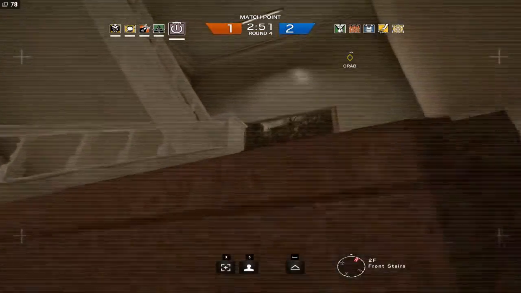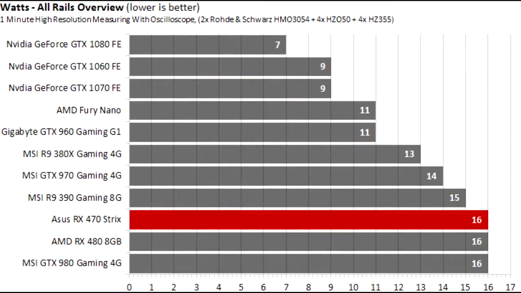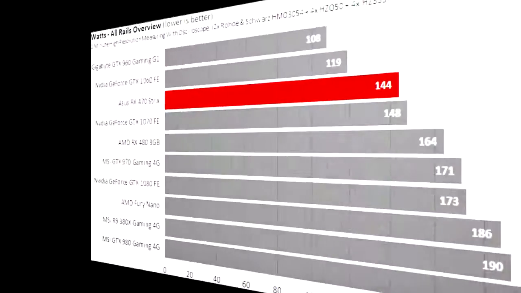Now let's take a look at the power consumption. The idle power consumption here is about 16 watts, which is pretty good. It is about the same level as the RX 480 and about the same level as the GTX 980. So yeah, it's not gonna be too heavy on your electricity bills.